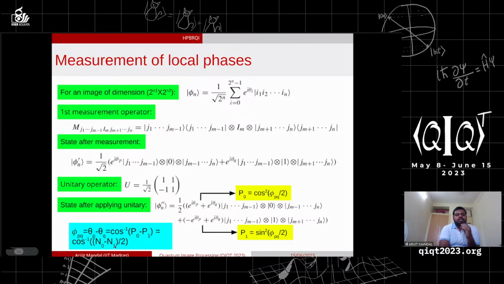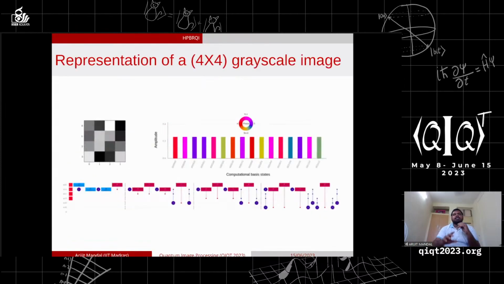So now, using this equation and providing the information of the global phase, you can measure the local phase corresponding to each basis. This is a representation of a complete 4x4 grayscale image. This is the quantum circuit required to represent this image. From this plot and this image, you can see that the pixels are represented exactly on the phases of the quantum state.